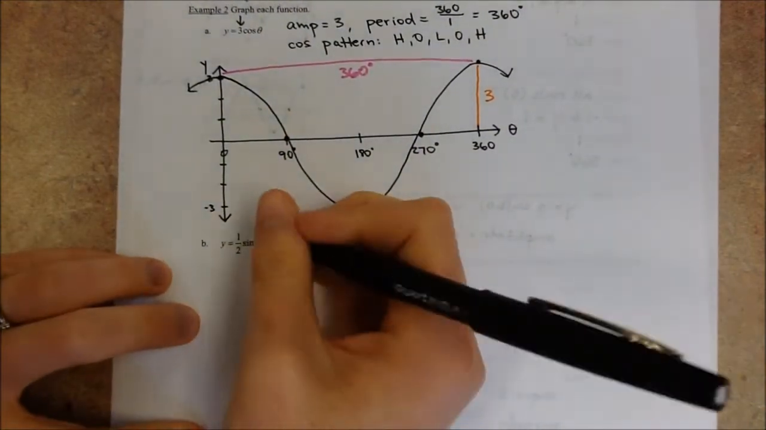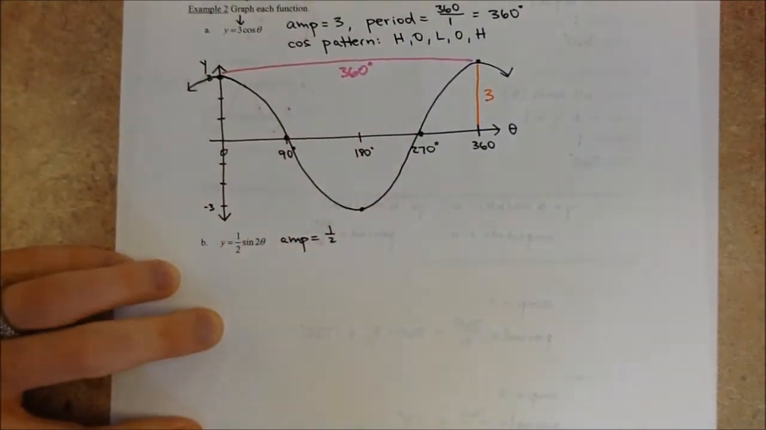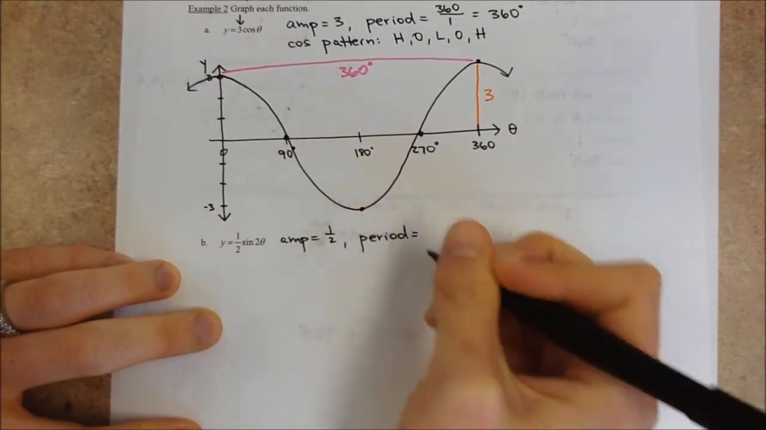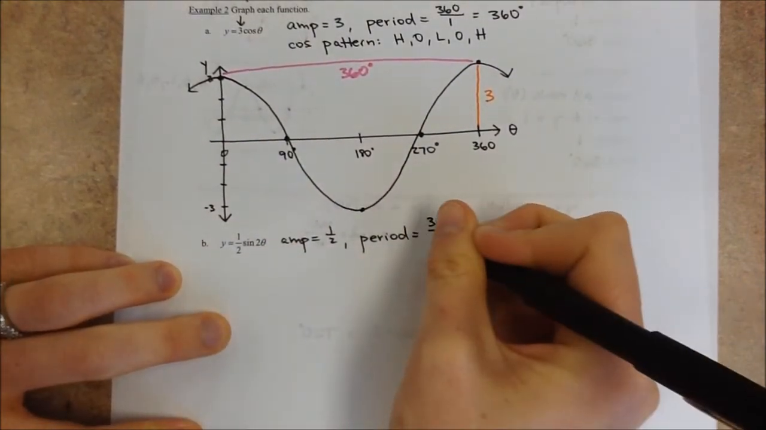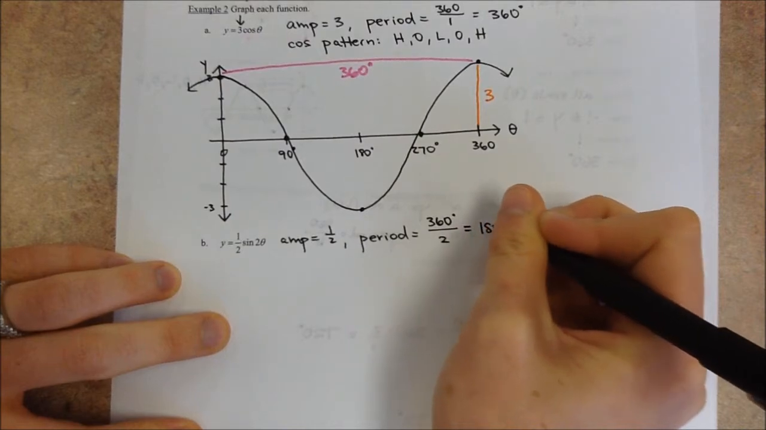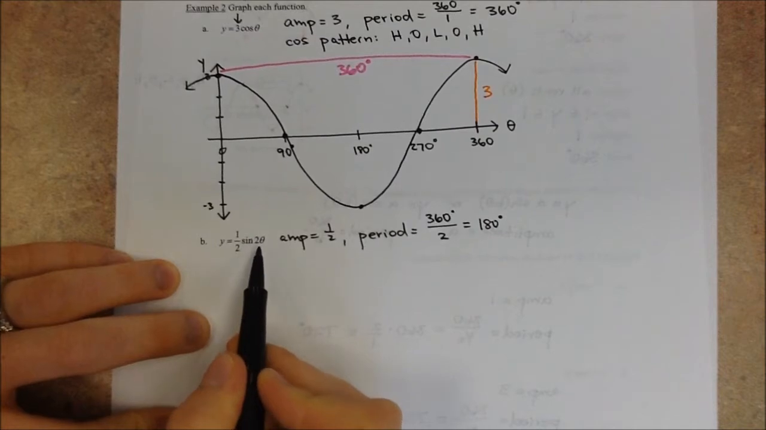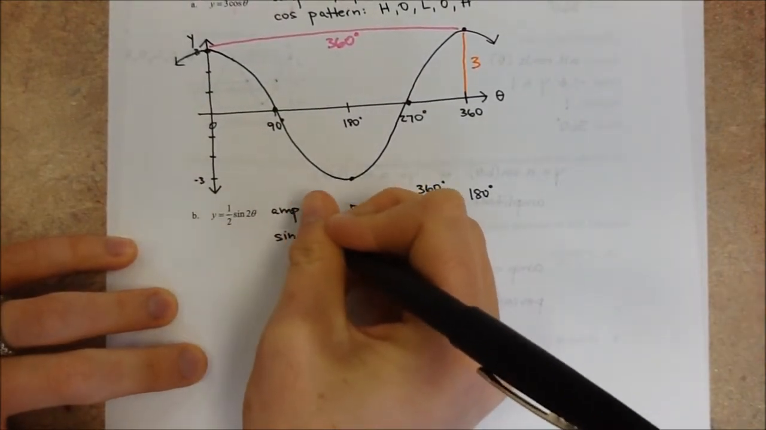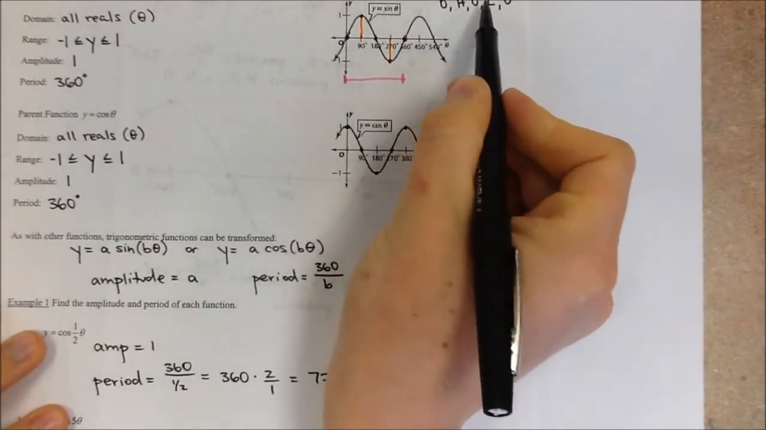This one, start with the amplitude. The amplitude is whatever number is out in the very front. So here it's a 1/2. It's attached to sine. So that means it's only going to go up to half a unit and down to -1/2. The period, you take 360 degrees and you divide it by whatever is attached to the theta. So here the period is just 180, half of what the original period was. So that means we're going to go through 2 full cycles in 360 degrees. And then the pattern, since this is sine, you can take that off the previous page. Sine's pattern goes like this. 0, high, 0, low, 0.